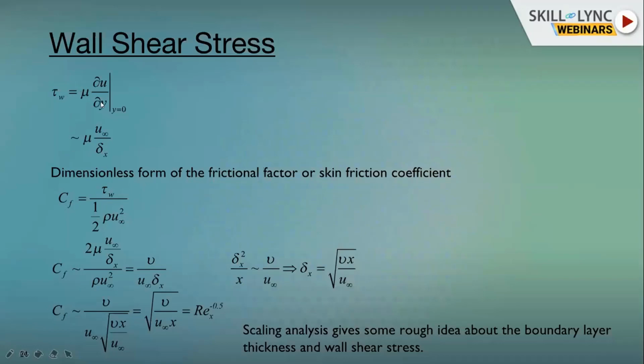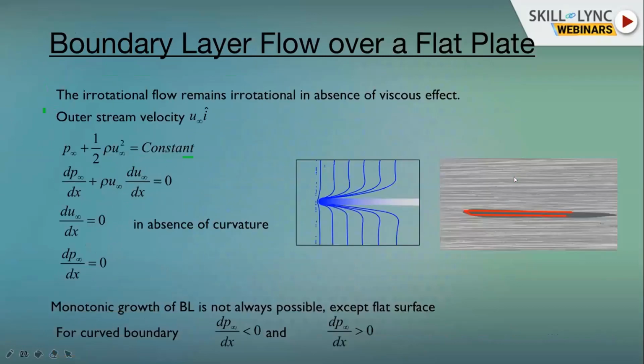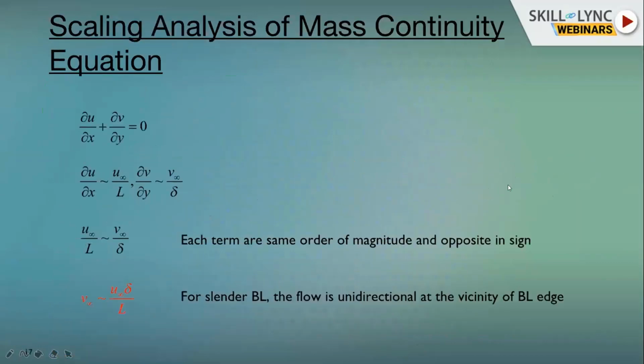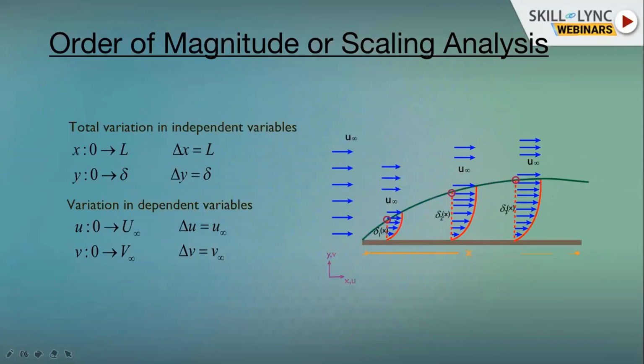Then we have a functional notation for this wall shear stress. We can plot it over here. Then we find the skin friction coefficient is nothing but proportional to my Reynolds number at a location x to the power minus 0.5. Means if I know my Reynolds number at a particular point, means if I know my x distance from a particular point, I can have a skin friction assessment.